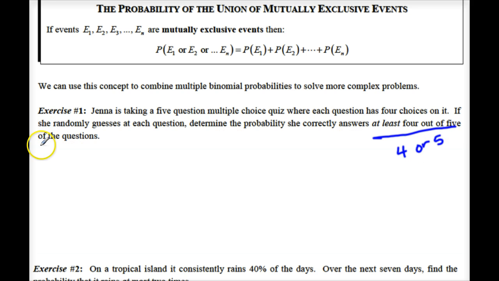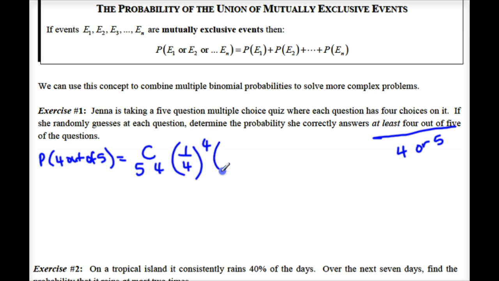So we need to find the probability that she will get 4 out of 5 questions correct. So there are 5 questions, she needs 4. And that's 1 out of 4 choices, that's my P. And then 3 out of 4 is my remainder, which is for the 1 question that she will get wrong. You put this in the calculator, you will get 15 out of 1,024. Now it says at least 4, so that means she can also get 5 out of 5 correct.